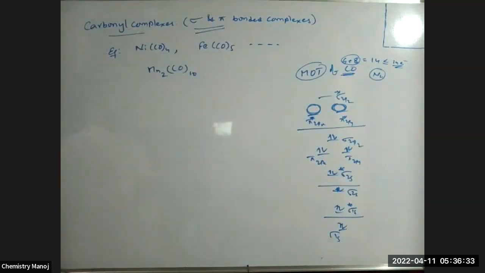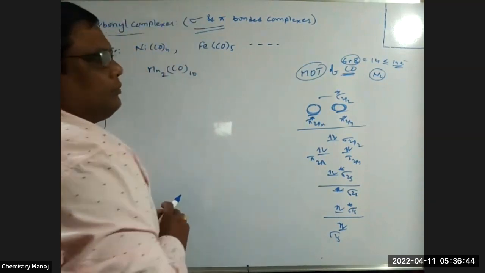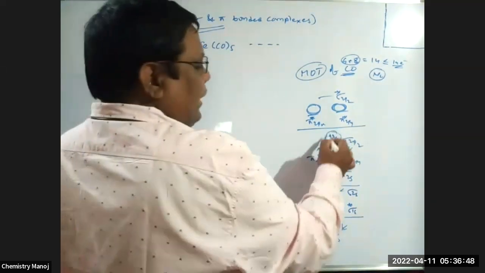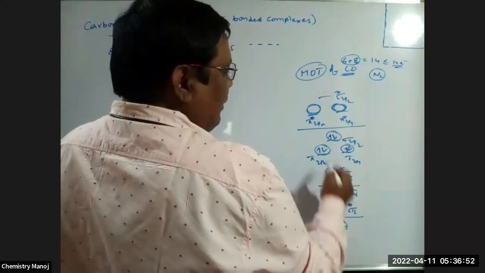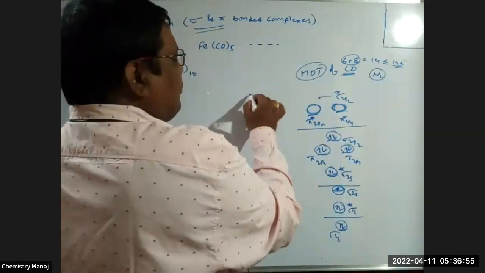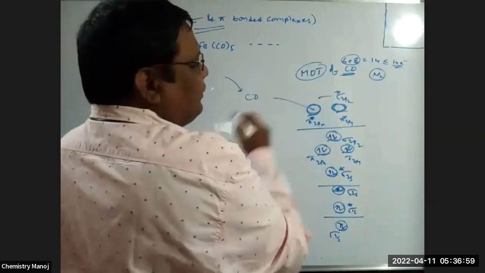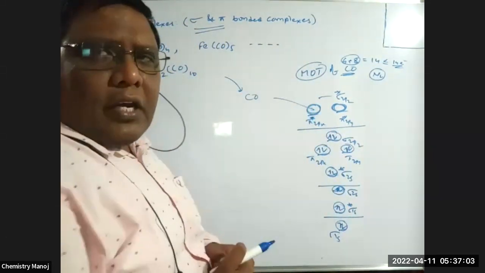The pi star antibonding orbitals of carbon monoxide are empty. Correct? All the others are paired up. The empty orbitals are these ones. That means if carbon monoxide accepts any electron pair from others, it can be filled in the pi star orbitals.